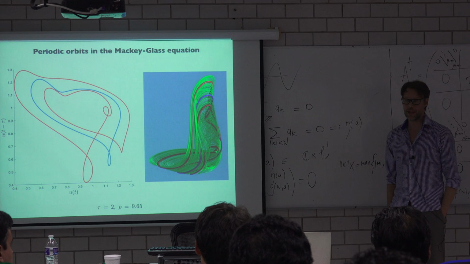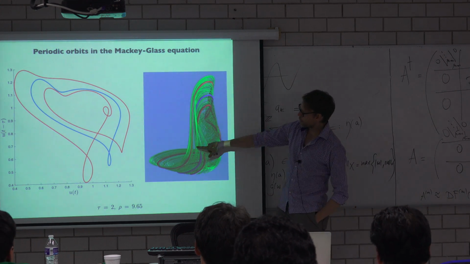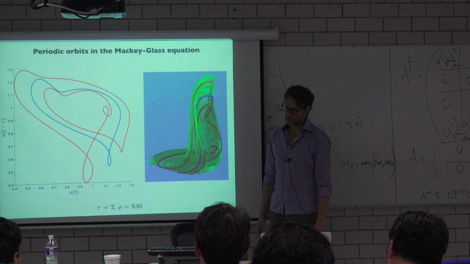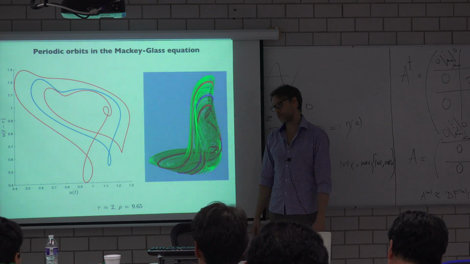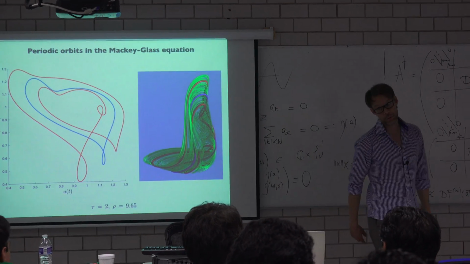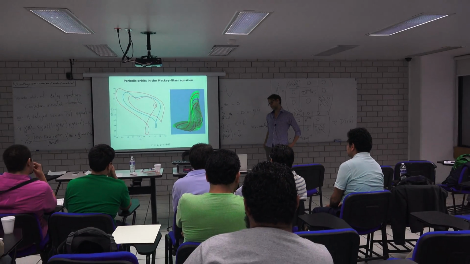Yeah, and the next step would be to parameterize the stable and unstable manifolds and show transverse intersection between some of them, and that would be the first proof of chaos in Mackey-Glass. And that's one of the things we're working on.